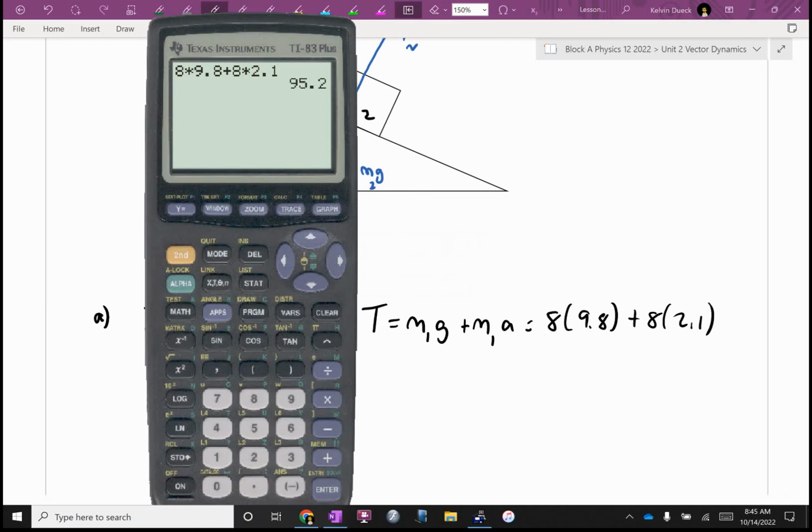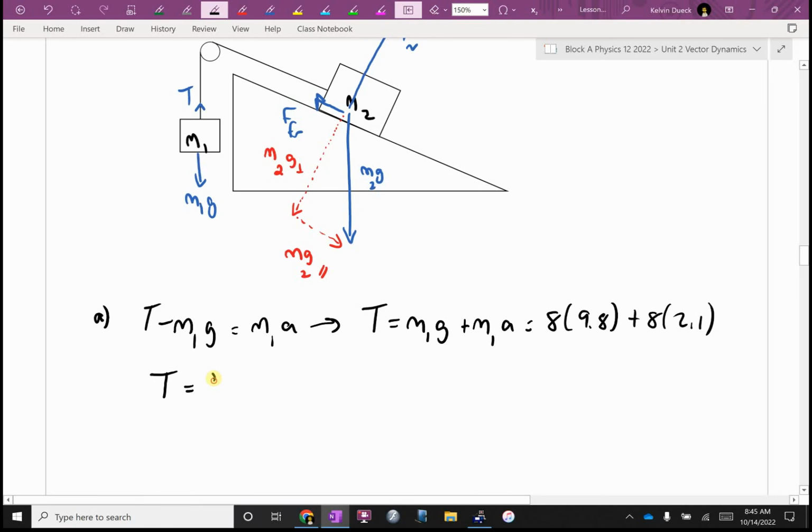$95.2? You got that already? Or you, yeah, you got, okay. Units, Keegan? It's a force. Okay, good. Lena, what does part B want me to find? I know these are your favorite.